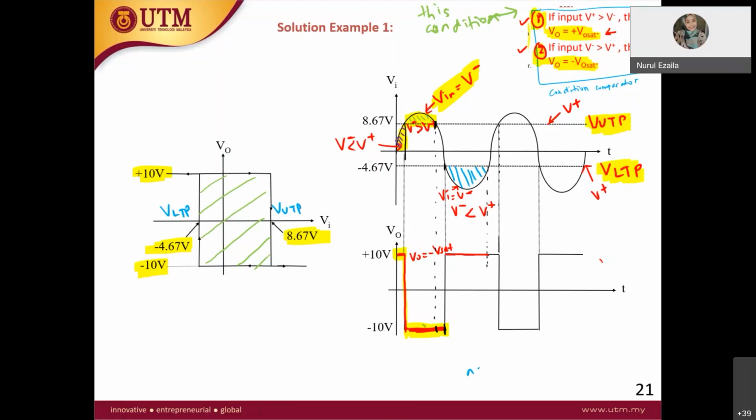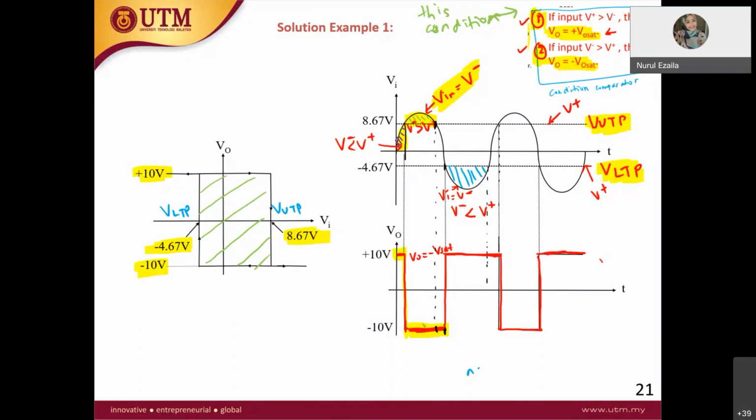But then in this case, it touches VUTP and VLTP. Therefore, your output must follow the previous output. You will have a straight line up to this next cycle. So you will get your output like this until here. There you go. You follow the next cycle, which is the plus cycle. This is the same as the previous one. You don't have to compare. You just take the same value, which is supposed to be the negative V out saturation, up to the next cycle, and it will continue until it reaches like this.